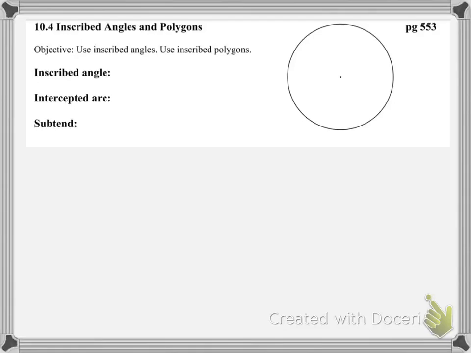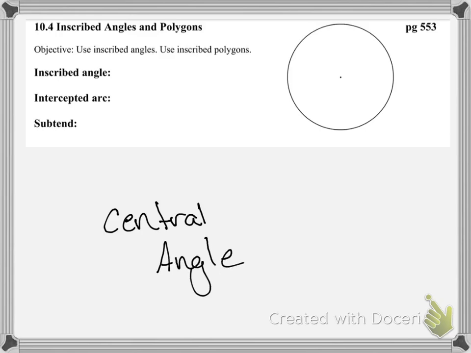All right, here we are, section 10.4, inscribed angles and polygons. Up until this point, we've looked at what we call a central angle. A central angle, you remember, has one of its vertices at the center. So a central angle in this circle would have its vertex here at the center. It would look something like this. This angle right here that it rotates through would be a central angle.